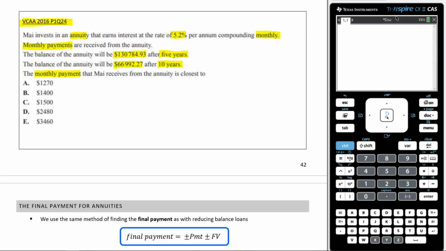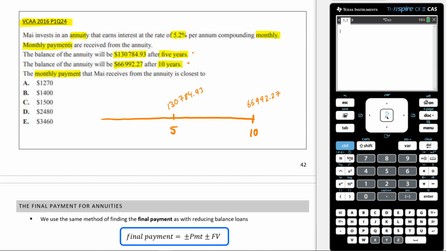All right, I'm going to show you the way I like to answer these questions. When I'm given information like this, what I like to do is create a timeline. My biggest date here is 10 years, and I'm told that in 10 years, the amount of money I have in this account is 66,992.27. And I'm also told that after 5 years, the amount of money I'm going to have in here is 130,784.93. Again, you don't have to do this, but this just allows me to visualize what exactly is happening.